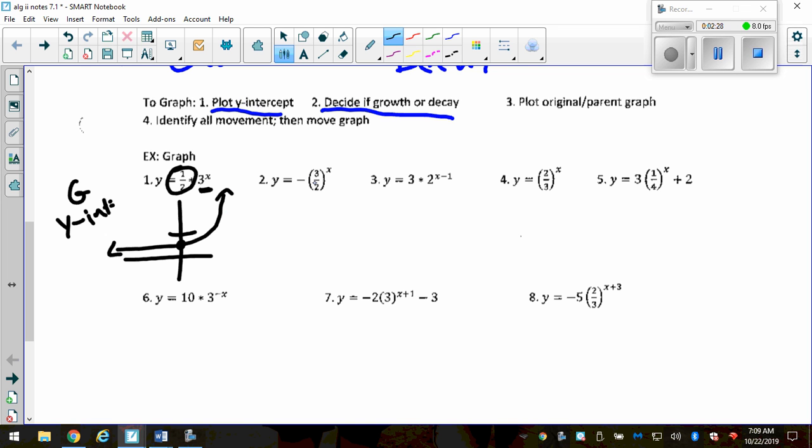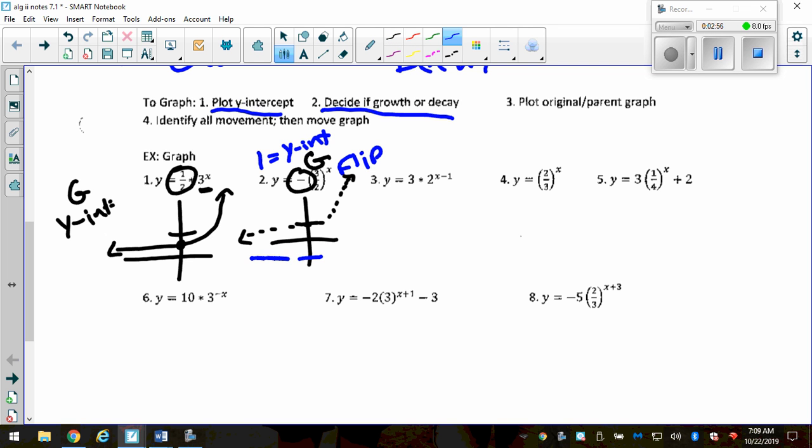So number 2 now. 3/2, even though it's a fraction, that's bigger than 1. So it still tells me it's a growth. And that 1 in front is really your y-intercept. The 1 is your y-intercept. So that negative is going to flip my graph over the x-axis. So the original before movement would look like this. But I need to flip that over the x-axis.